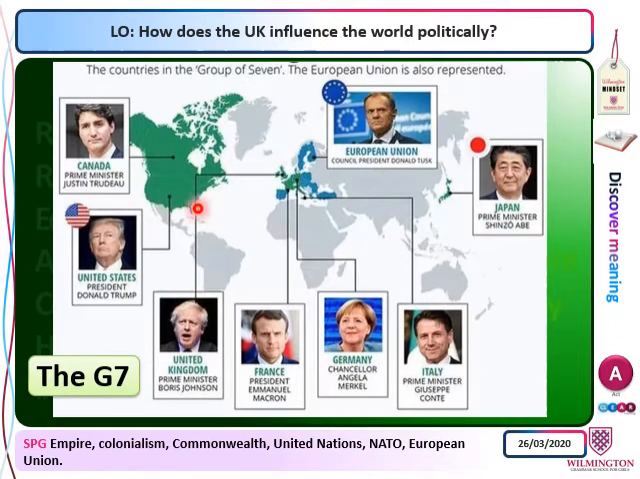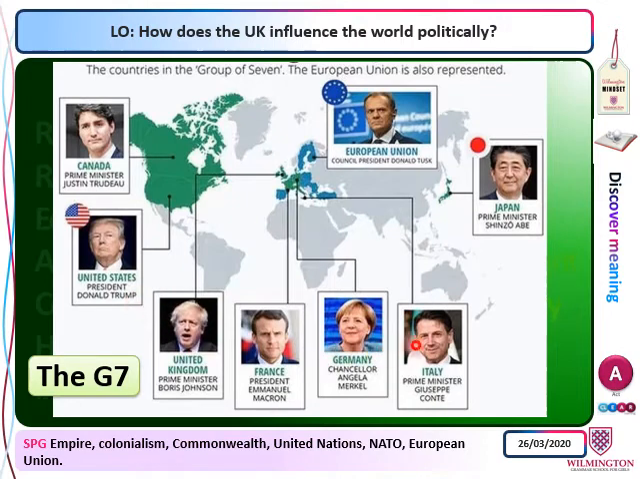Boris Johnson, the UK Prime Minister. Macron, the President of France. Merkel, the Chancellor of Germany. Giuseppe Conte, who sounds like a tennis player but actually is the Italian Prime Minister. And then Shinzo Abe, who is the Prime Minister of Japan. And these countries here make up the G7, and these are the leaders.